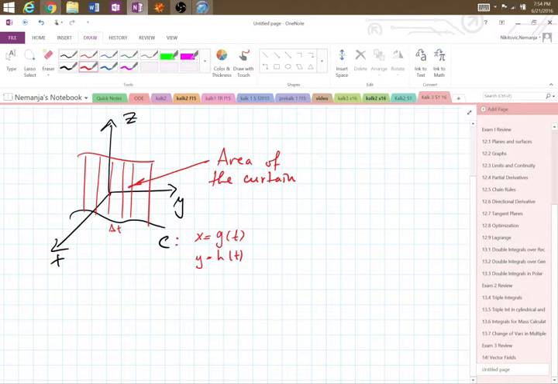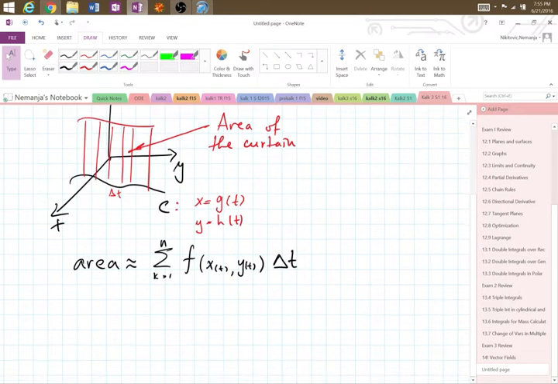So the derivation: the area will be approximated by the summation, k goes from 1 to some finite n, because we have a finite amount of these rectangles before we send n to infinity. We have our function f, which is parametrized in terms of the two functions x of t and y of t, which are those g of t and h of t. So those are multiplied by all the delta t's.